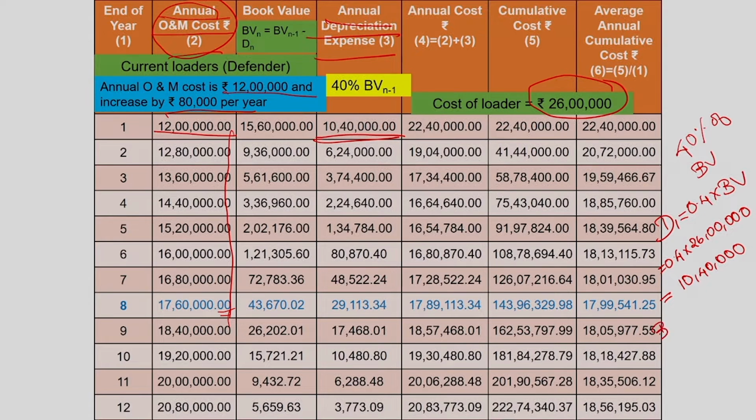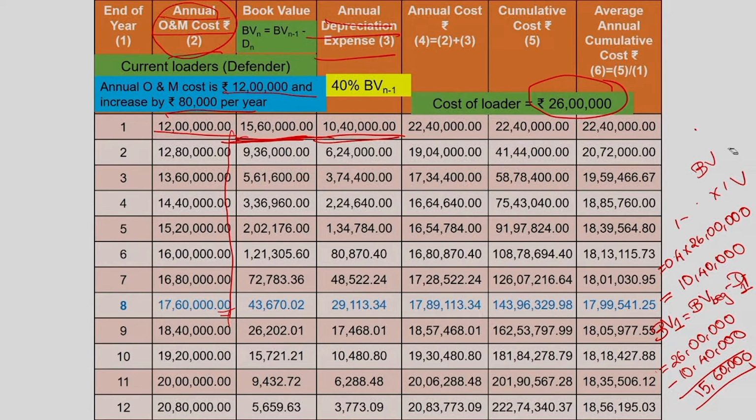Now let us calculate the book value at the end of first year. Book value at the end of first year is nothing but the book value at the beginning of that particular year minus the depreciation of that year. What is the book value at the beginning? It is nothing but 26 lakh minus the depreciation for the first year, 10 lakh 40,000. So that gives me the book value as 15 lakh 60,000.